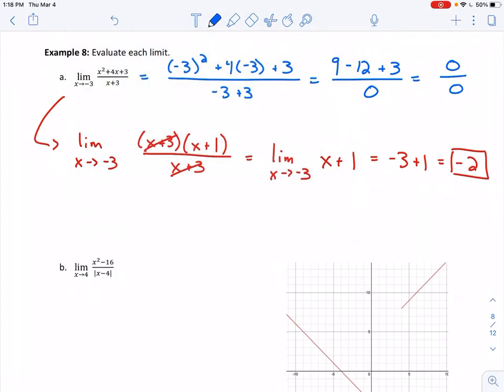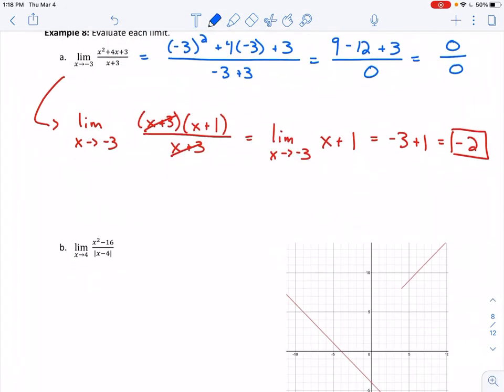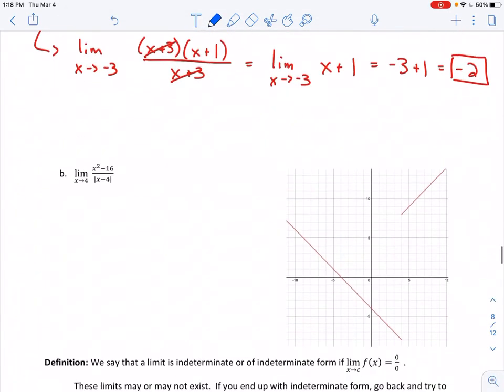Let's look at this next example, part B. This one is going to be a little bit more challenging, and I think it's pretty tough to solve algebraically. So I've provided the graph here, but I want to pretend we don't have this graph right here. I'm going to try to evaluate this limit algebraically without using the graph first.